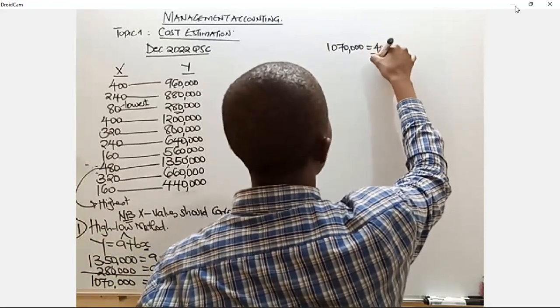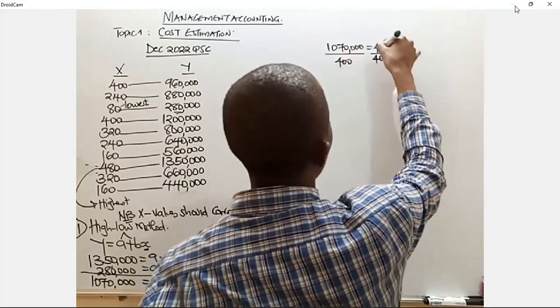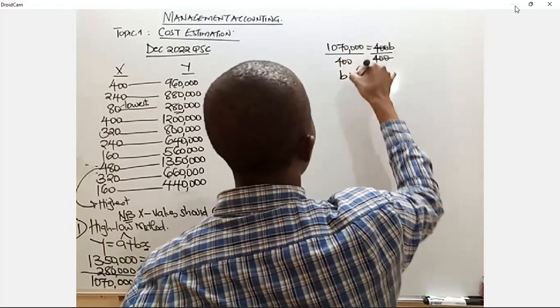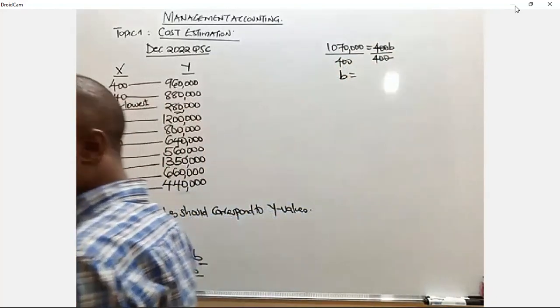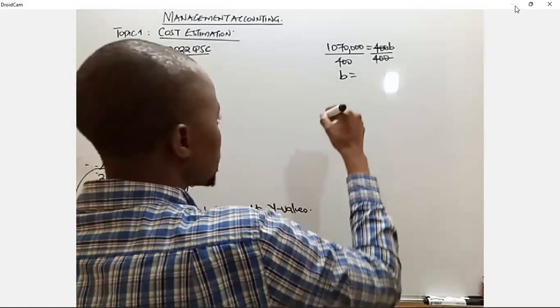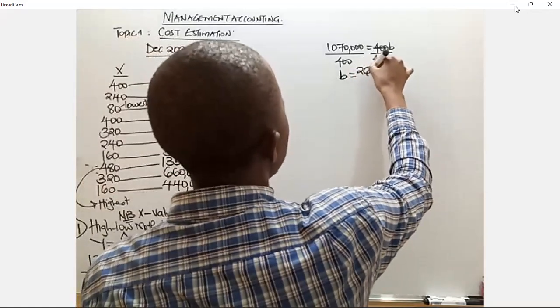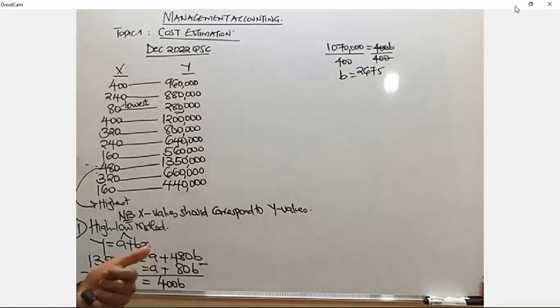Divide here by 400, divide here by 400. So what is my B? My B should be 1,070,000 divided by 400. My B should be around 2675. That should be my B. You can see I'm not struggling to get it.